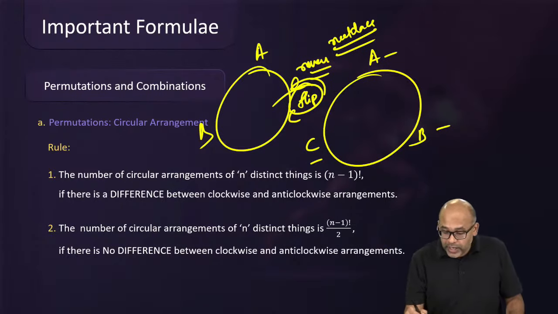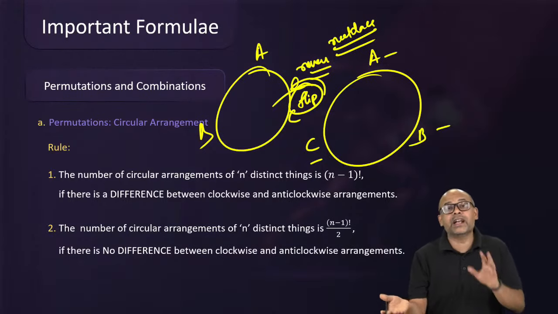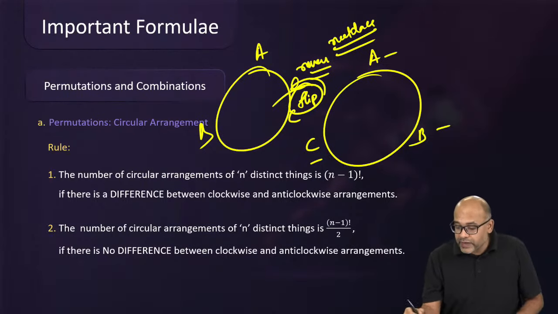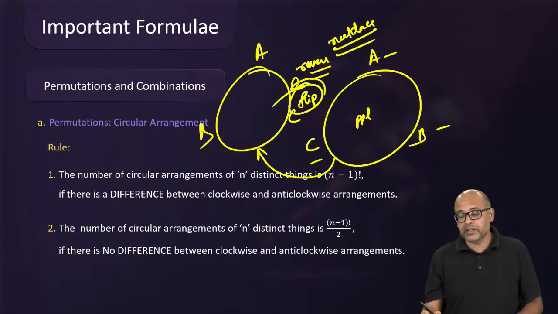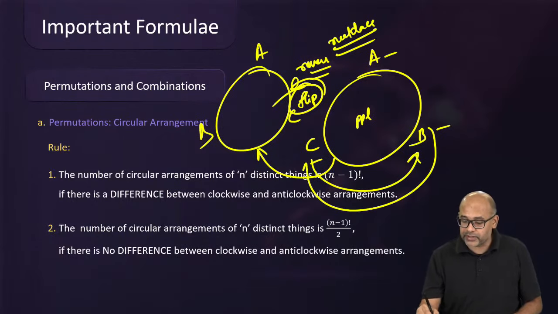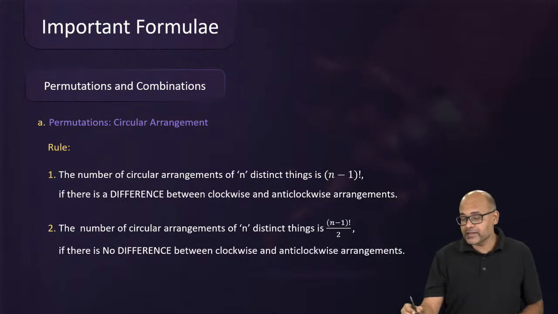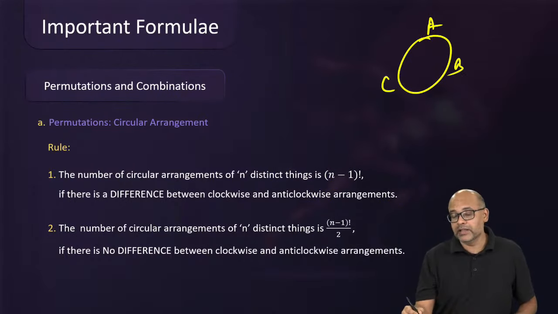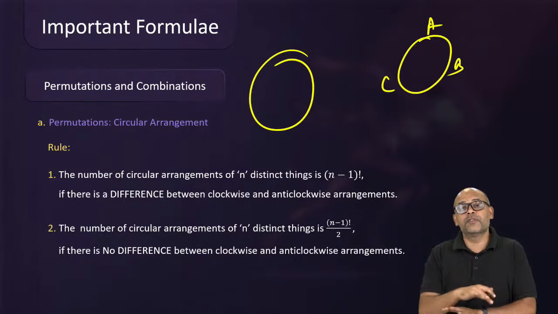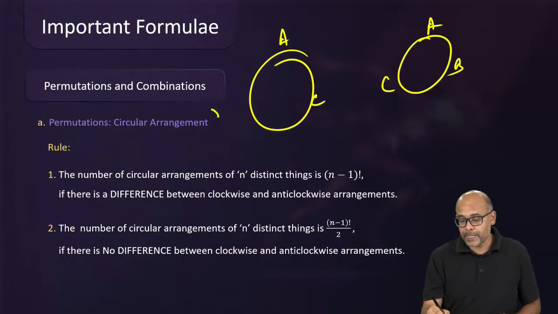So while sitting people, I can't say I will reverse them, because the only way in which I'll get this arrangement, if it is people, is when C gets up, comes here, B gets up and goes here. So you are rearranging. But if it is a pearl necklace, A, B, C are pearls, I will just flip the necklace, I'll get ACB.